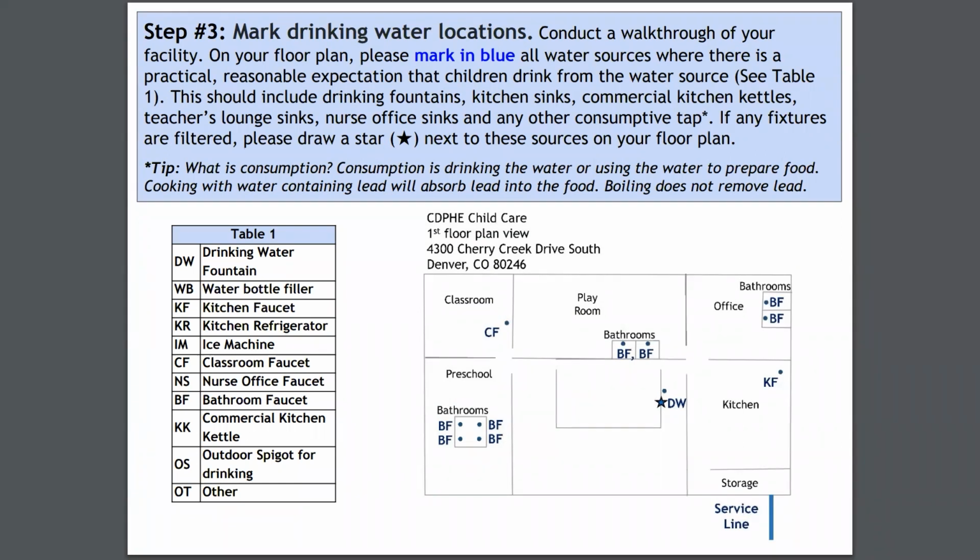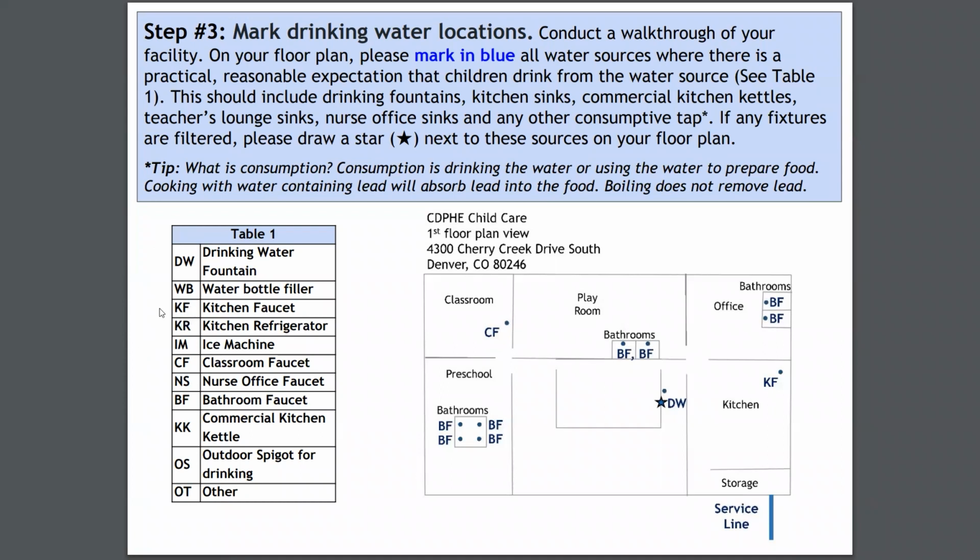So we want you to think about locations used for drinking or cooking. So keep in mind kitchens or sources that are used for making or preparing food. If you share a building, for example, if you're inside a building like a rec center, you'll want to make sure you're only testing the locations that your childcare program is licensed to use. We have for reference here a table with codes for the fixtures in the drop-down box. So these are the options as you're annotating your floor plan. You can see we've identified drinking water fountains with a DW, KFs for kitchen faucet.